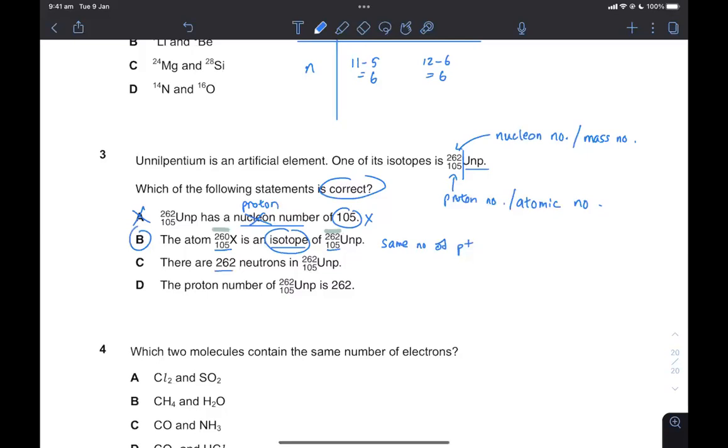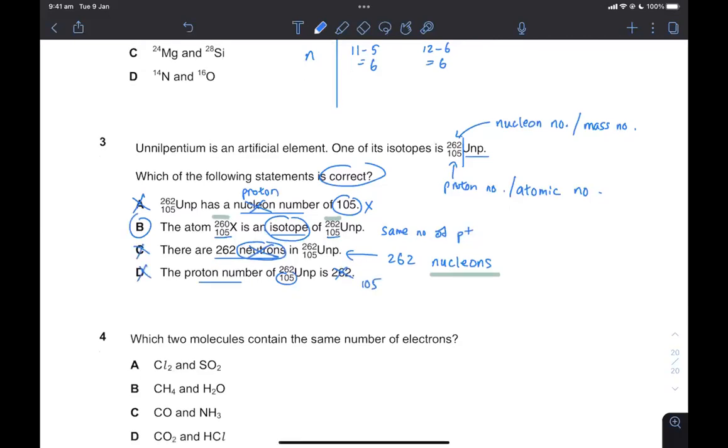The next one, 262 neutrons is wrong because 262 is actually what you call nucleons. Definition of nucleons: both the protons and the neutrons in the nucleus of an atom. The very last thing, the proton number is at the bottom, so it's not 262, it's 105. So C and D are wrong as well.